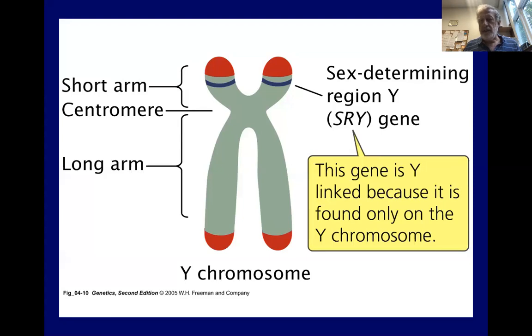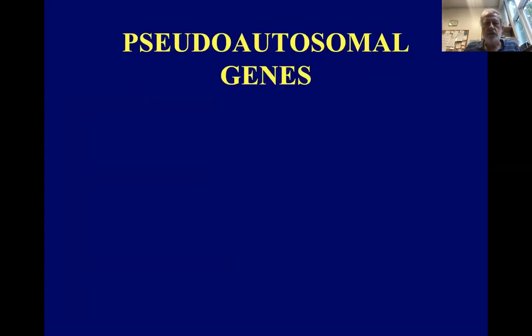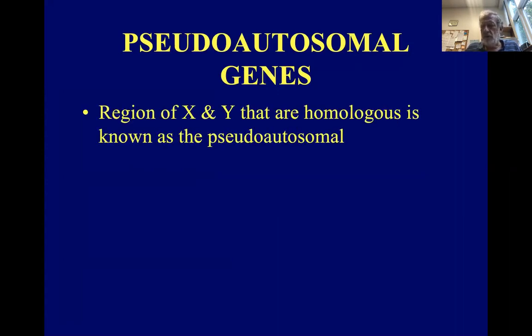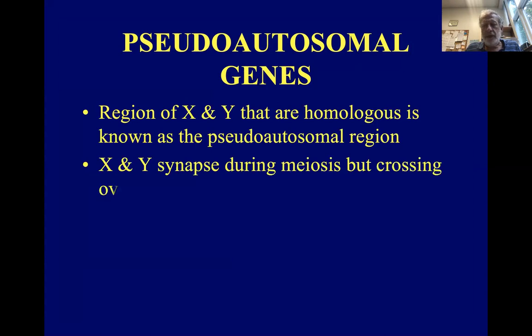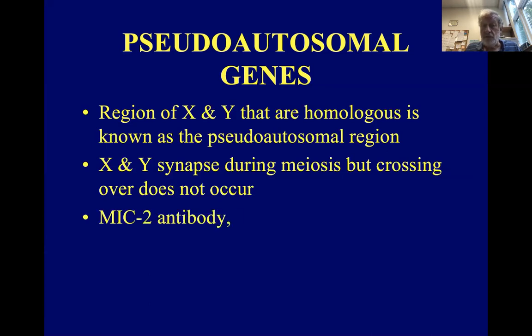This shows that the sex-determining region in the Y chromosome is on the short arm, this little blue band here. Now, pseudoautosomal genes are genes that are found on both the X and the Y chromosomes. These are little regions of the sex chromosomes that are homologous to each other. So remember the X and the Y synapse during meiosis, but of course they can't undergo crossing over because that would yield some messed up chromosomes.